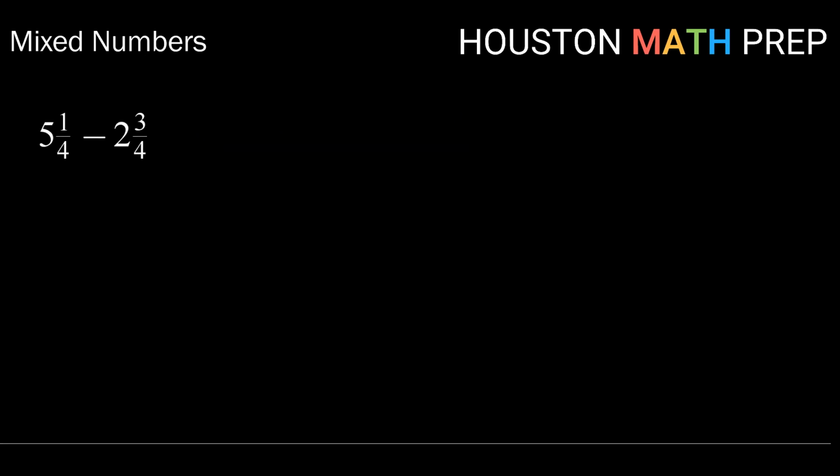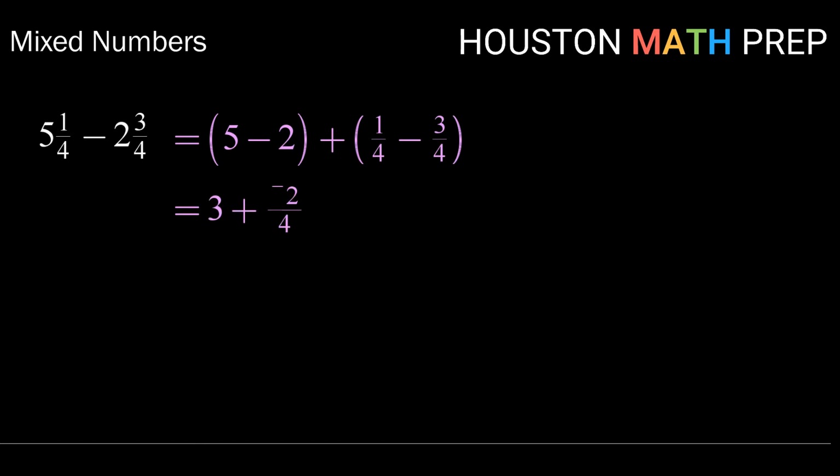If we want to do a problem involving subtraction, it looks very similar. Here, 5 1/4 minus 2 3/4, we again group the integer parts and group the fractional parts. So we get 5 minus 2 and 1/4 minus 3/4. Here, 5 minus 2 becomes 3, and 1/4 minus 3/4 becomes negative 2/4.